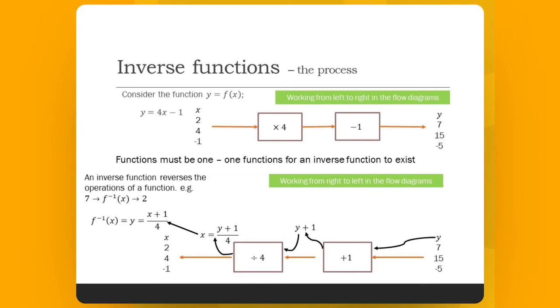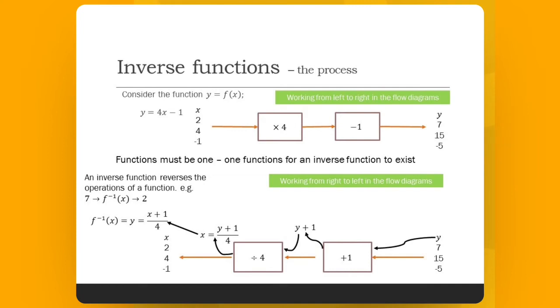The inverse function asks the question, what input is required to achieve a desired output? For instance, for me to get 7, what is the input that is required? So working with the diagram again, this time we work in the opposite direction. We reverse the process, in other words. So instead of working from left to right, we work from right to left. And the process is as follows.